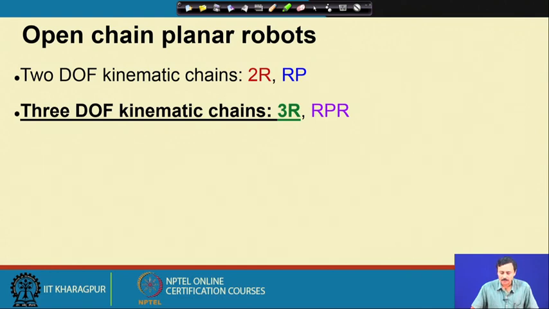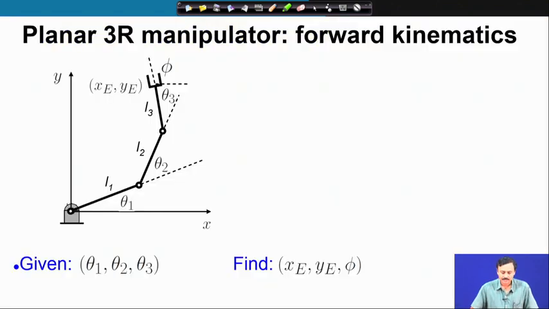Now, we are going to look at this 3 degree of freedom kinematic chain, a 3R planar open chain manipulator. This is a schematic of a 3R planar open chain manipulator, and here I have written out for you the forward kinematics problem. Given these angles theta 1, theta 2 and theta 3, we have to find out the location of the end effector, x e and y e.